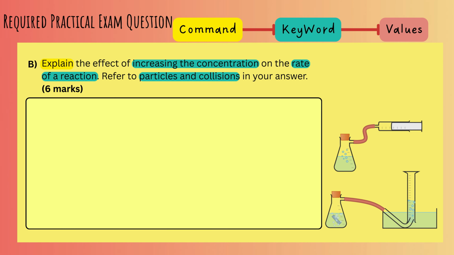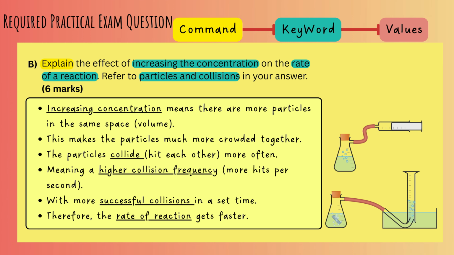Question B. Explain the effect of increasing concentration on the rate of reaction. Refer to particles and collisions in your answer. Also 6 marks. This refers back to your collision theory and relating it to this practical specifically. Increasing concentration means there are more particles in the same space. This makes the particles much more crowded together. The particles collide more often, meaning a higher collision frequency, with more successful collisions in a set time. Therefore, the rate of reaction gets faster.